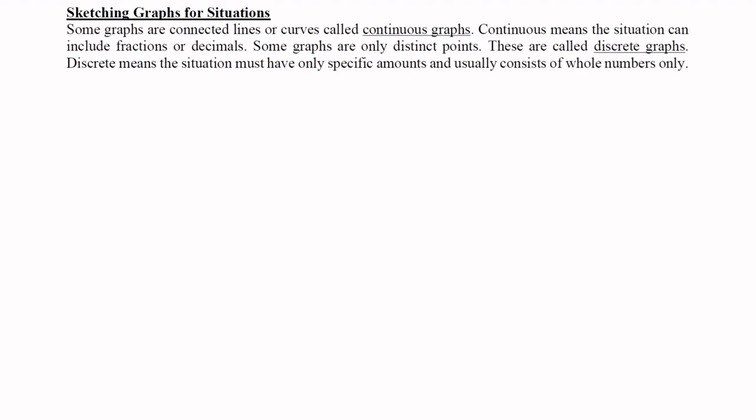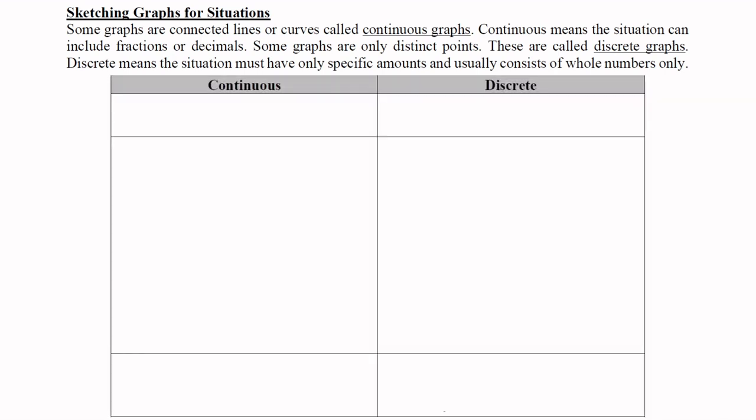Some graphs are connected lines or curves called continuous graphs. Continuous means the situation can include fractions or decimals. Some graphs are only distinct points. These are called discrete graphs. Discrete means the situation must have only specific amounts and usually consists of whole numbers only. So let's take a look at the difference between the two.